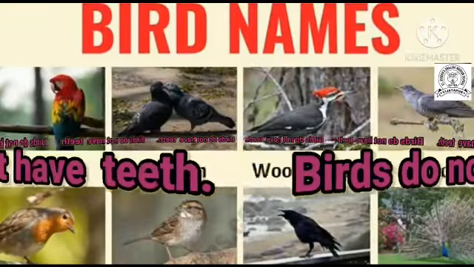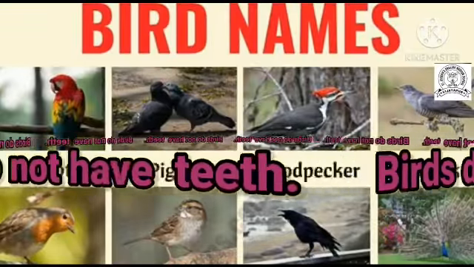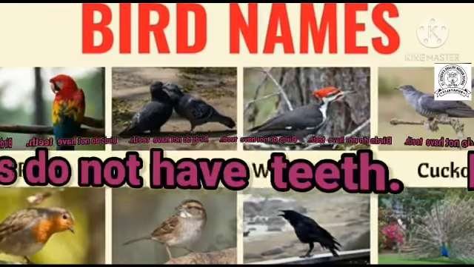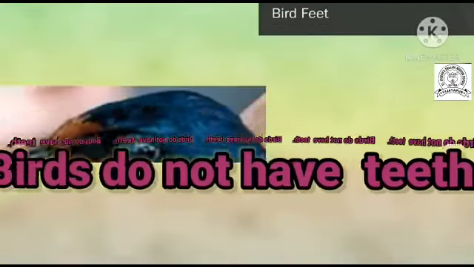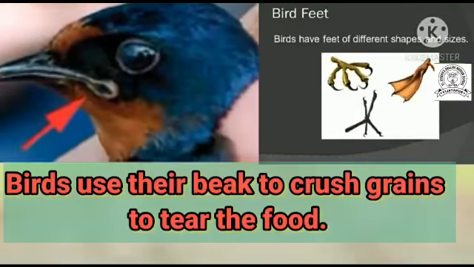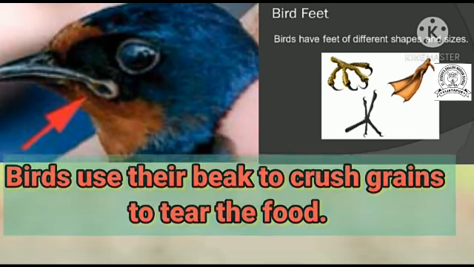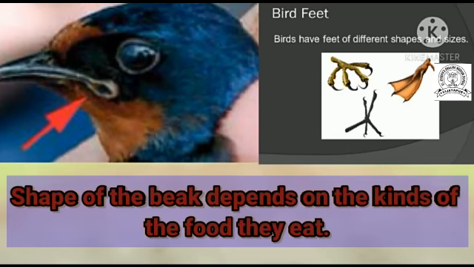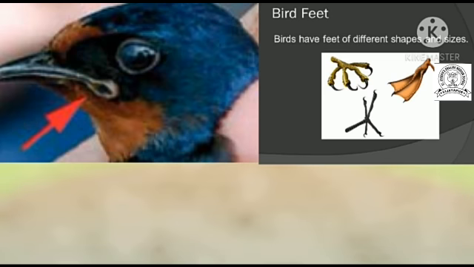Birds do not have teeth. They either swallow the food or they use their beaks to break and tear the food into small pieces before swallowing or before eating. The shape of the beak depends on the kinds of food they eat. So there are different types of claws and beaks also.